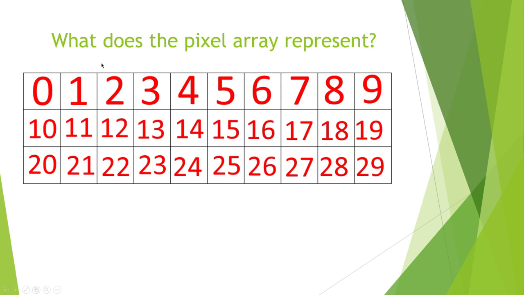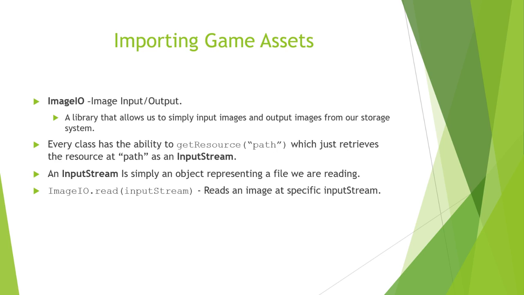By the way, I already talked about what a pixel array represents. If you need to figure it out, the width of this is going to be 10, because 1, 2, 3, 4, 5, 6, 7, 8, 9, 10. But we're stopping at 9 here because this array is 0-based. That's what makes this a little bit difficult to understand. But that's what our pixel array represents. So anyway, let's go ahead and import some game assets now.